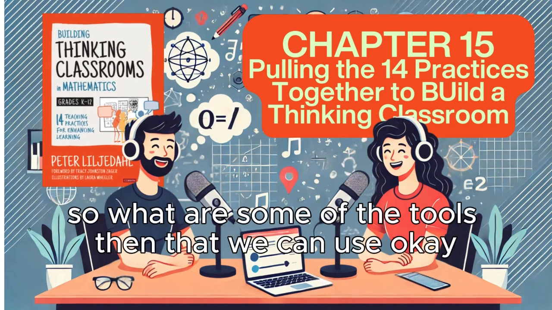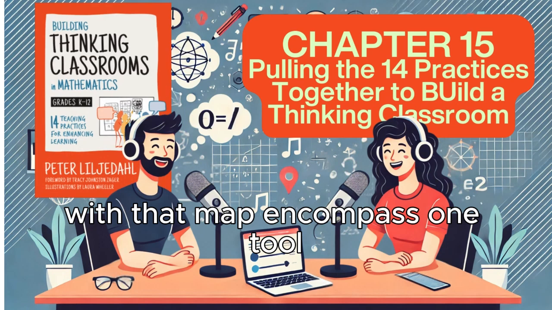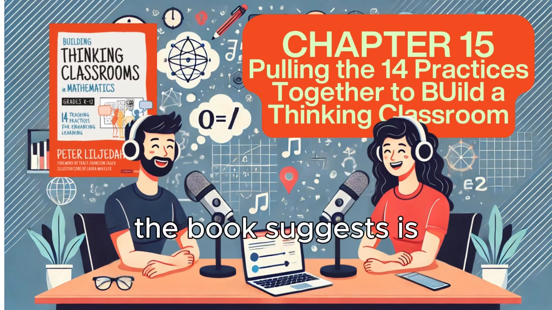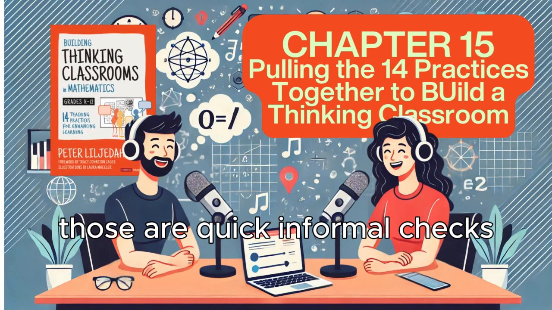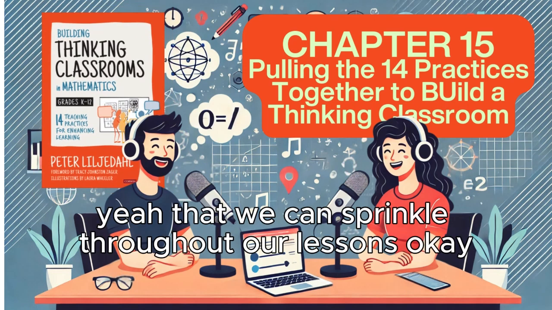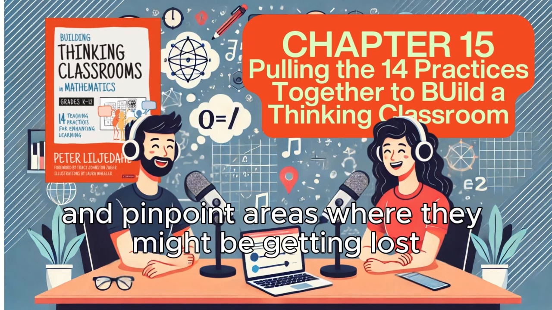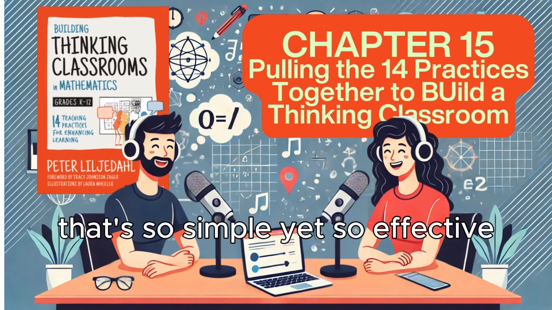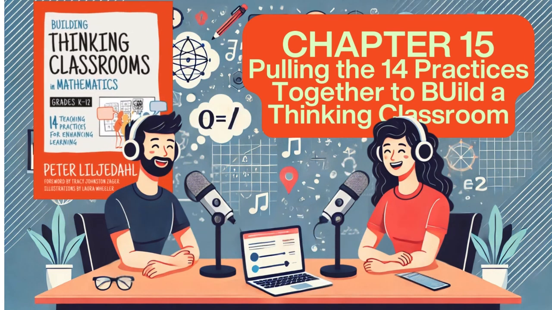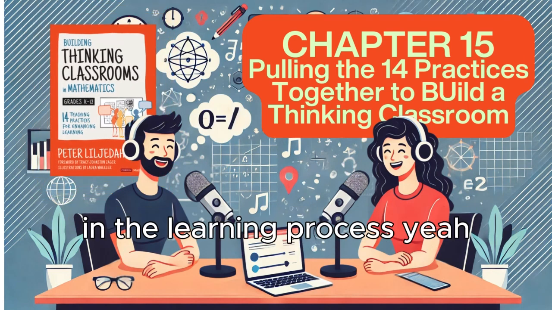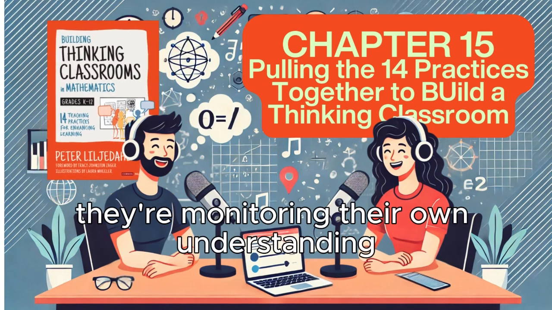I love that analogy. So what are some of the tools that we can use to equip our students with that map and compass? One tool the book suggests is check your understanding questions. Those are quick, informal checks that we can sprinkle throughout our lessons. They help students gauge their own comprehension and pinpoint areas where they might be getting lost. That's so simple, yet so effective. I can see how that would help keep students actively engaged in the learning process rather than just passively absorbing information. They're monitoring their own understanding.